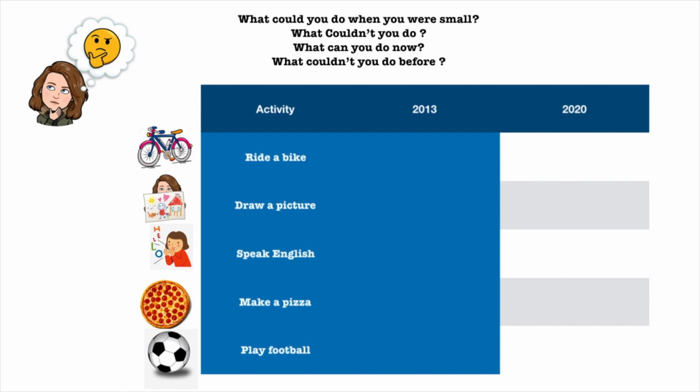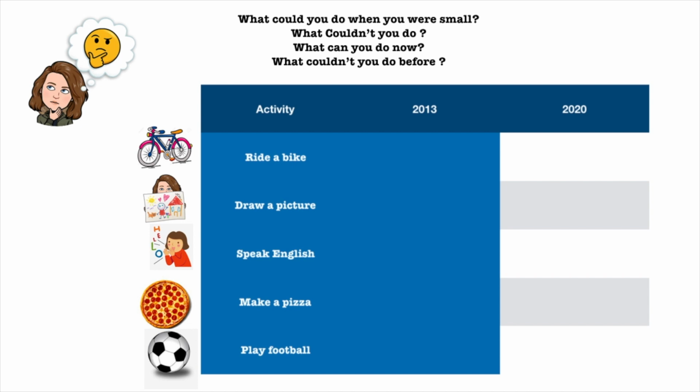In each box, please write can or can't or could or couldn't, in each box under the different year for each of these different activities. Okay? You should have a special chart just for you. Please tell me, in 2013, could you ride a bike or couldn't you ride a bike? Can you do it now in 2020 or can't you do it now?